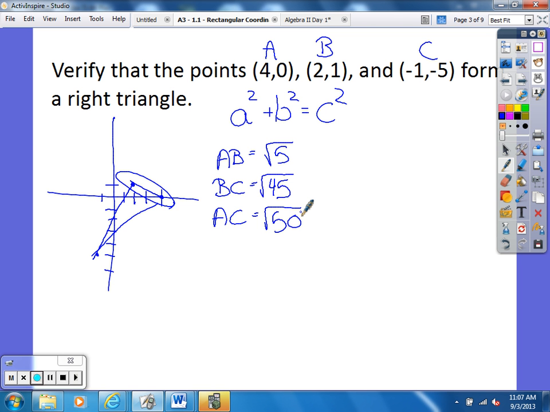All right, this is simple now. Square root of 5 squared. Square root of 45 squared. Square root of 50 squared. Is that true? So yes, it's a right triangle. You proved it. That's simple.